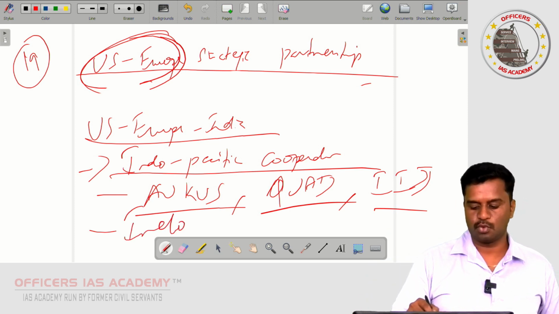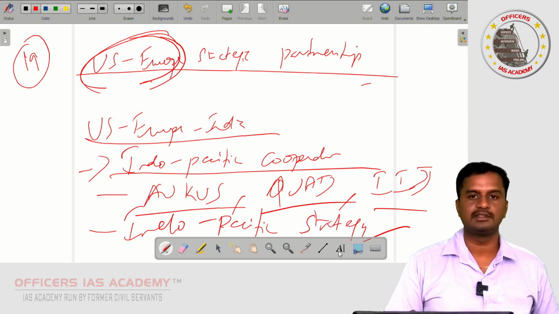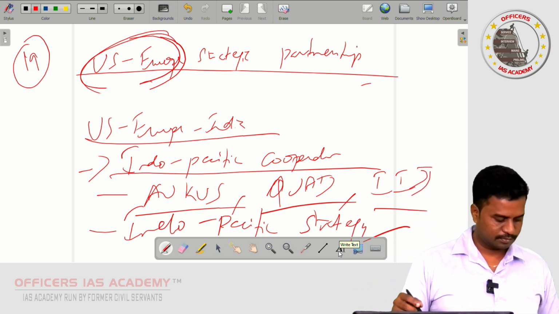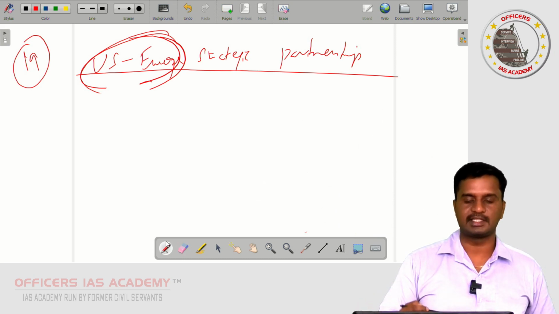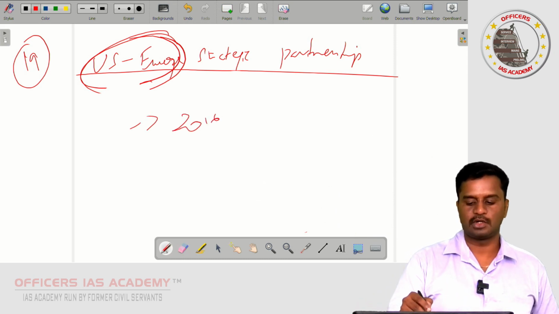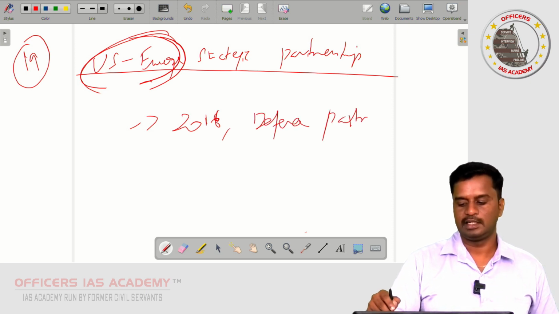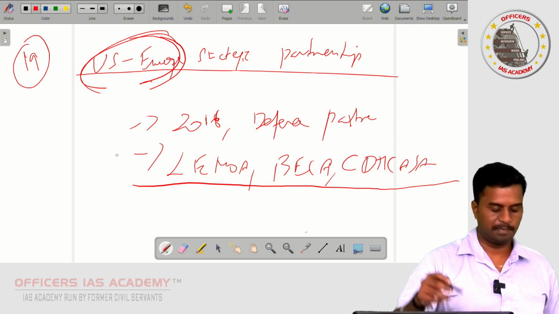Mention about India's own strategy called Indo-Pacific strategy. Here we can work with US and Europe. Mention about the recent defense related agreements signed with US. In 2016, US made India a major defense partner. We signed agreements like LEMOA, BECA and COMCASA. Later mention these.